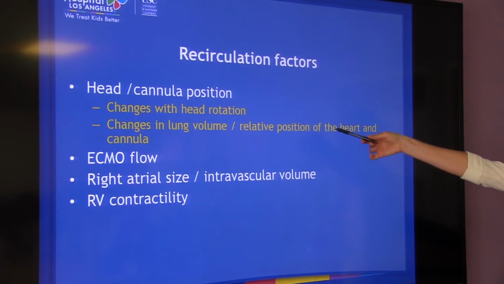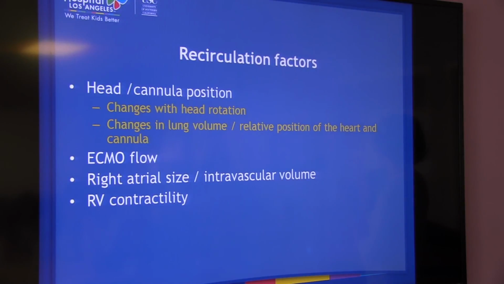And then you can also just have subtle changes happen, especially in the little kids. If you remember the x-ray, the head was all the way over to the side. If you take that head and start repositioning it because you want to minimize the risk of them developing pressure sores while they're hospitalized, are you doing subtle shifts to your cannula that may impact your recirculation?